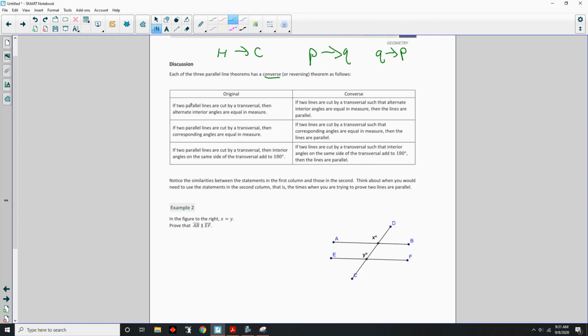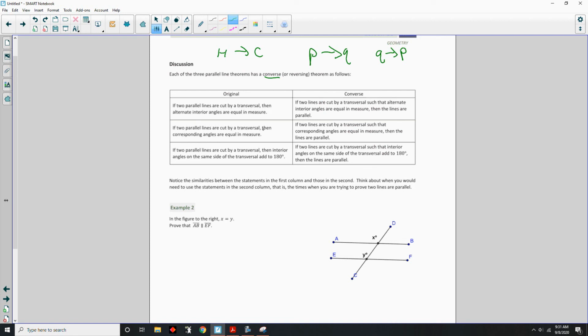The original says, if two parallel lines are cut by a transversal, then alternate interior angles are equal in measure. We can also reverse that now and say, if two lines are cut by a transversal such that the alternate interior angles are equal in measure, then the lines are parallel. See how we're saying it backwards?